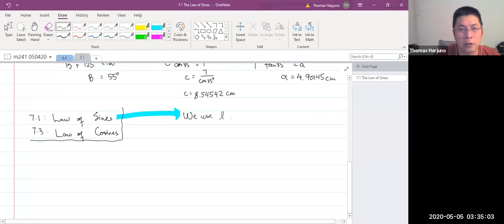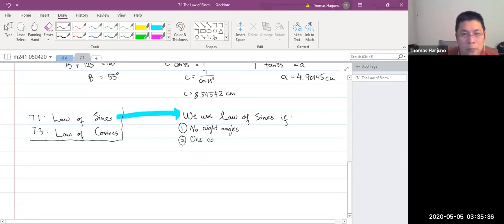We use law of sines if, of course, first, no right angles, because if we have right angles, that's basically a chapter one or chapter two case. No right angles. And second, one pair complete. One pair is known.